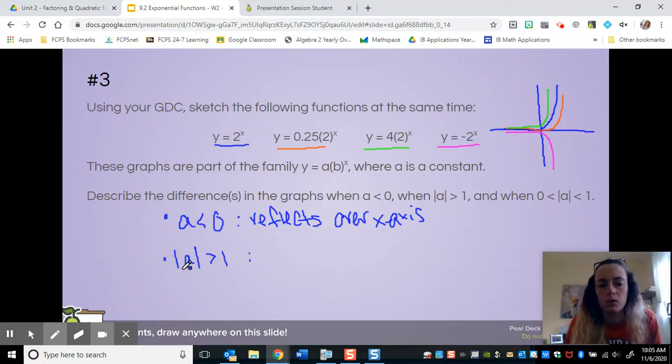So when that number is greater than 1, so looking at like this green graph when we had a equaling 4, if you notice it's a little bit steeper, or it's a little bit stretched vertically. So any number that is out front and being multiplied to the base, that's going to cause a vertical stretch.